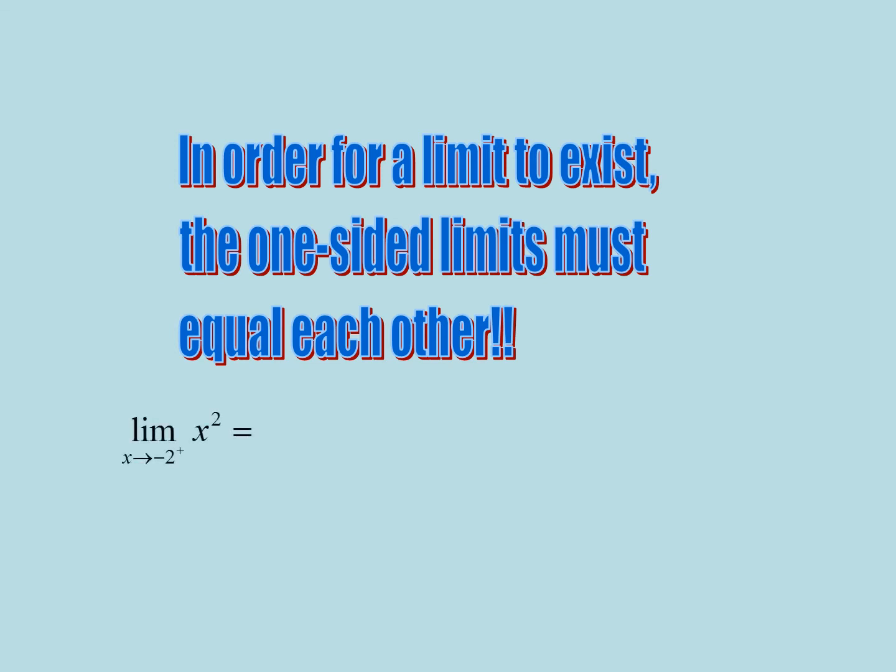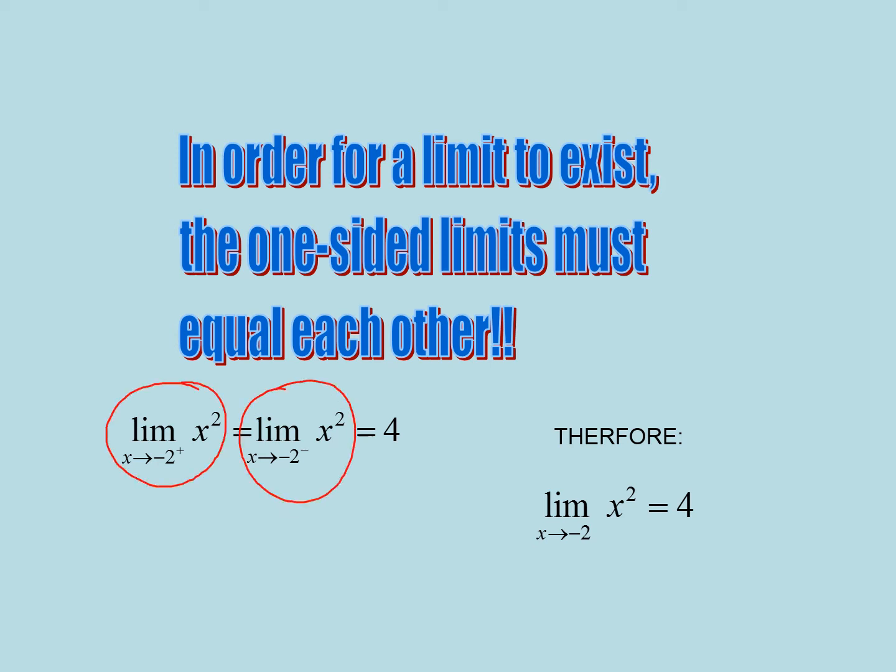So in our last example, we saw the limit of x squared as x approaches -2 from the right equaled the limit of x squared as x approaches -2 from the left, and we found that result to be 4. So we can conclude that the limit of x squared as x approaches -2 equals 4. We've shown that that limit exists by showing that these two one-sided limits equal each other.